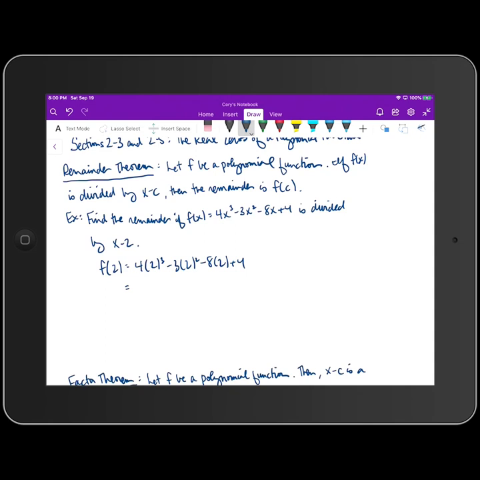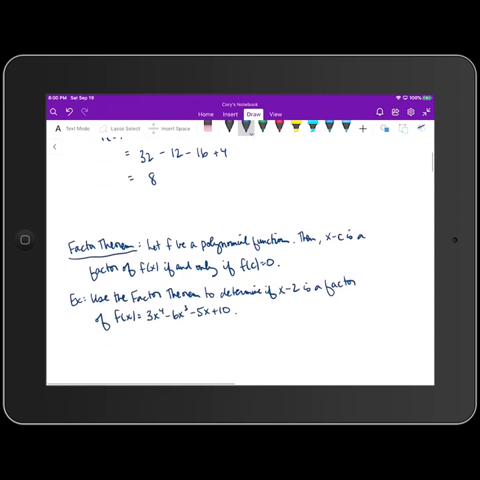So 2 cubed is 8 times 4 is 32, minus 2 squared is 4 times 3 is 12, minus 8 times 2 is 16, plus 4. So we get 32 minus 12, which is 20. 20 minus 16 is 4. And 4 plus 4 makes 8. So if we were to divide x minus 2 into that polynomial f, that would give us a remainder of 8.